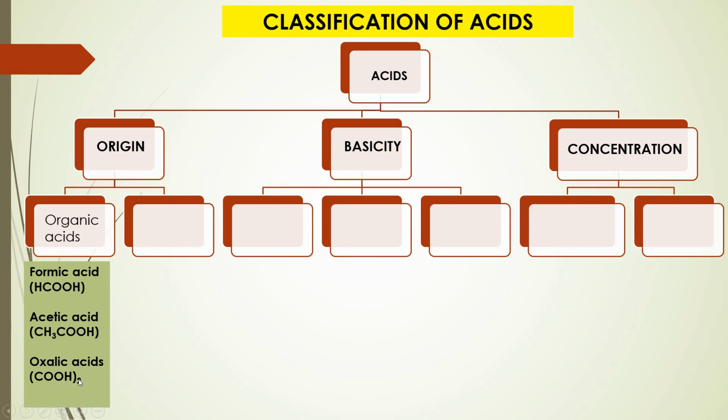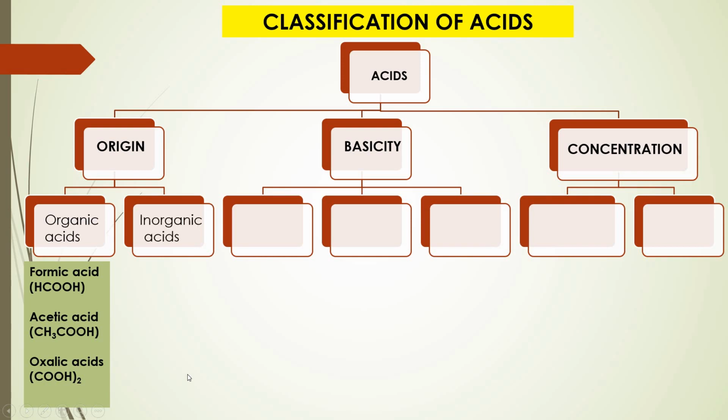There are other organic acids such as tartaric acid, uric acid, and lactic acid present in milk. Acetic acid is also called vinegar, and we all use this in our kitchen. So these organic acids contain carbon as the most important element apart from hydrogen.